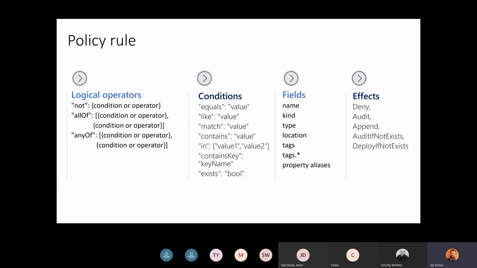All right, so the way policies are written, there are some logical operators, like not, all of, and any of these conditions, and then if it is equal to or like. It's all JSON, but you have some operations and conditions and fields, and the effects are like whether you can allow it, deny it, audit, all those things.